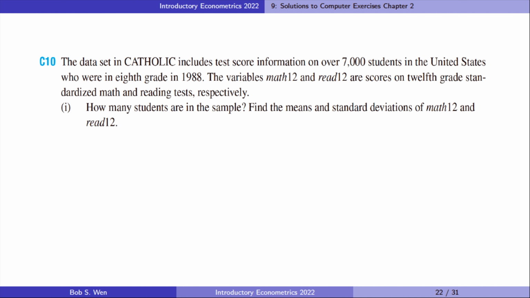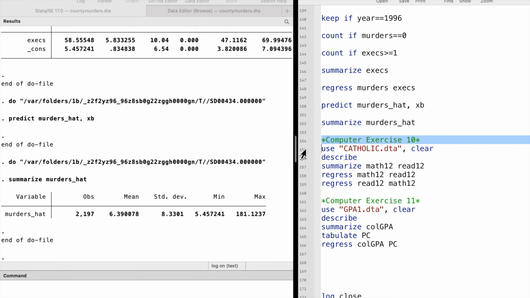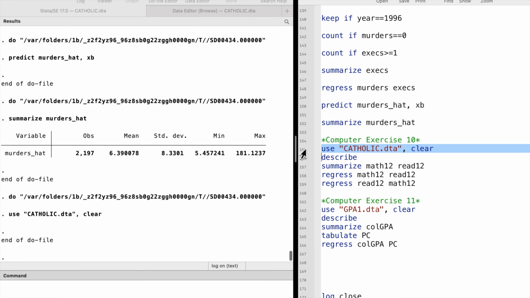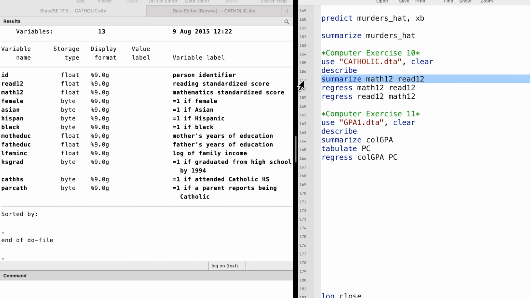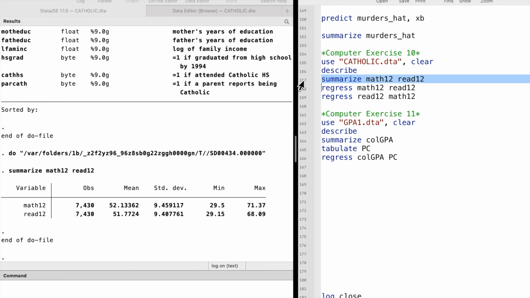Let's complete the 10th computer exercise. There were 7,430 students in the sample. The sample mean of math scores is 52.13, and its standard deviation is 9.46. The sample mean of reading scores is 51.77 with a standard deviation of 9.41.